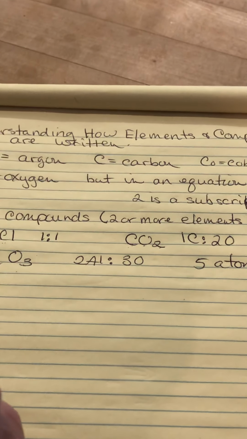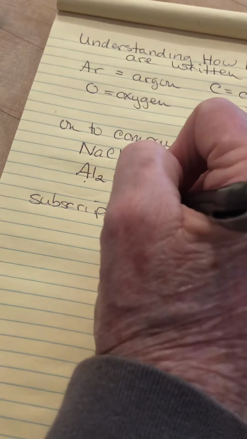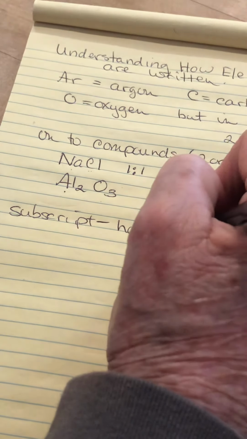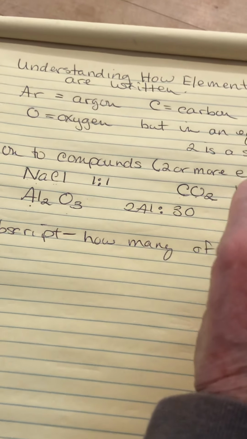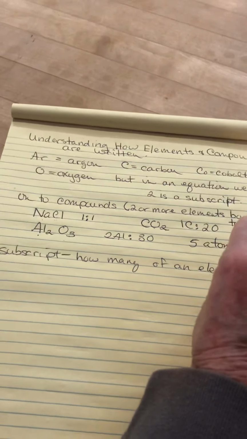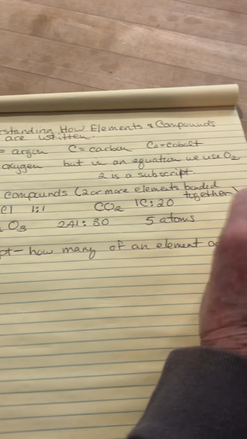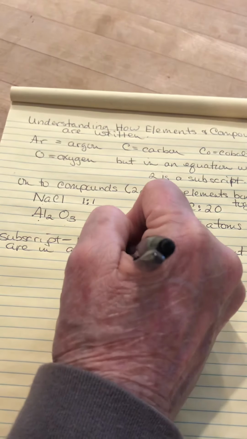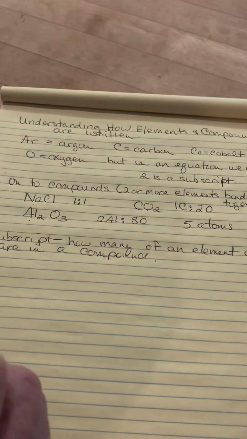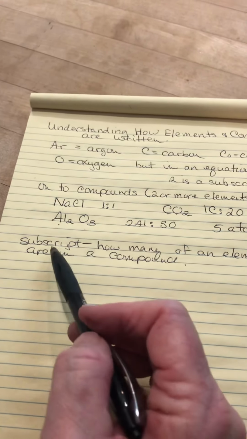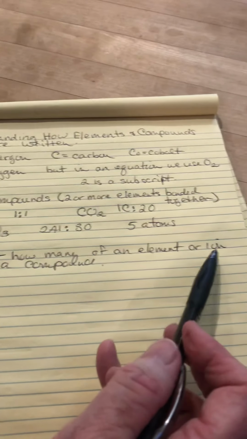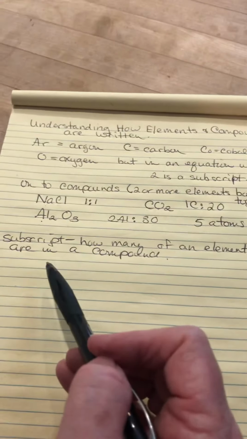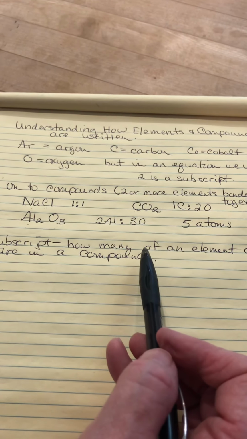Okay, so the subscript tells us how many of anything there is in a compound. Subscript: how many of an element or ion, we'll do the ions in a minute, are in a compound. And remember, the subscript tells you how many of an element, or possibly an ion, are in a compound. And the subscript refers only to what's immediately before it.